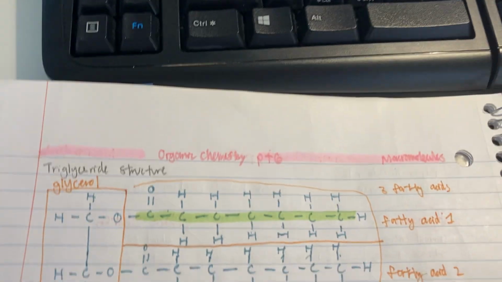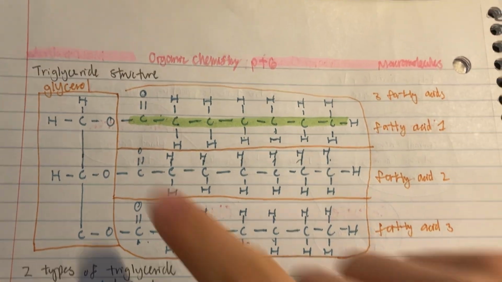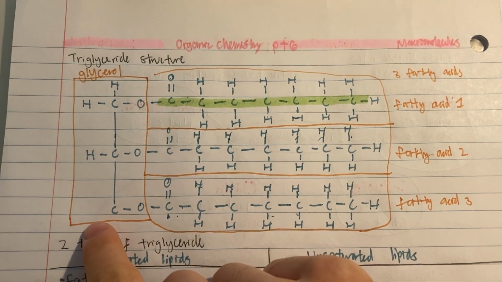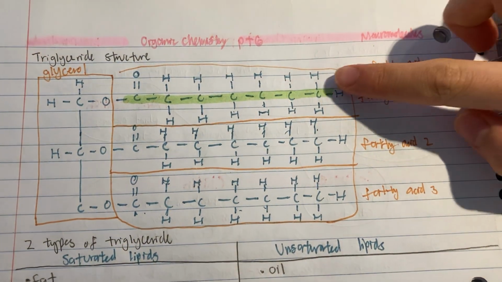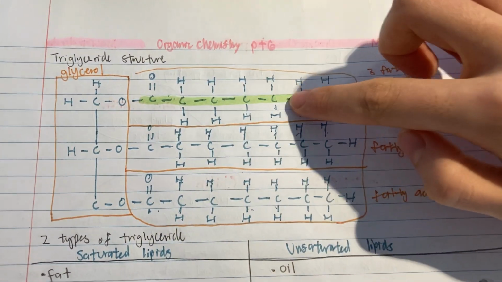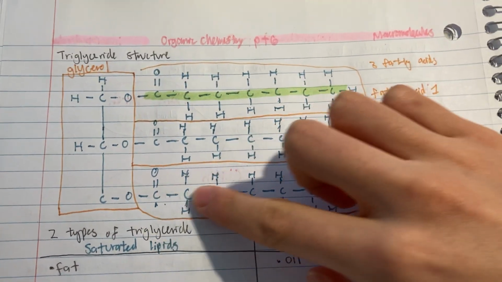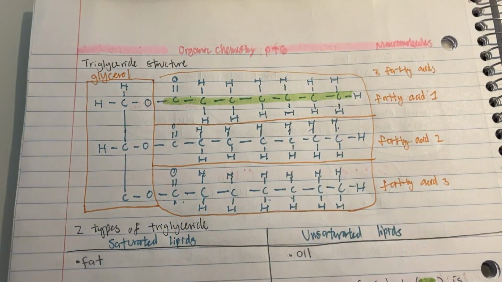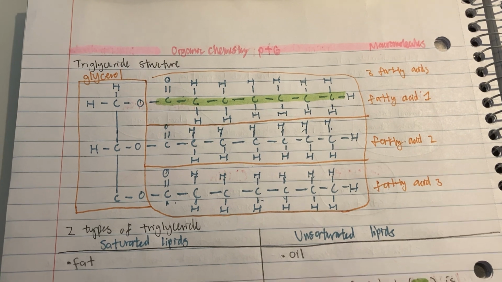Okay, so we need to know this. This is the structure of a triglyceride. So you see this over here, this entire thing, the one over here, that's glycerol. And then these three are fatty acids. So this is 1 fatty acid, this is 2 fatty acids, and this is 3 fatty acids. You see how they're all the same? There's just 3 linked to 1 glycerol. That's the structure you need to know for triglyceride.